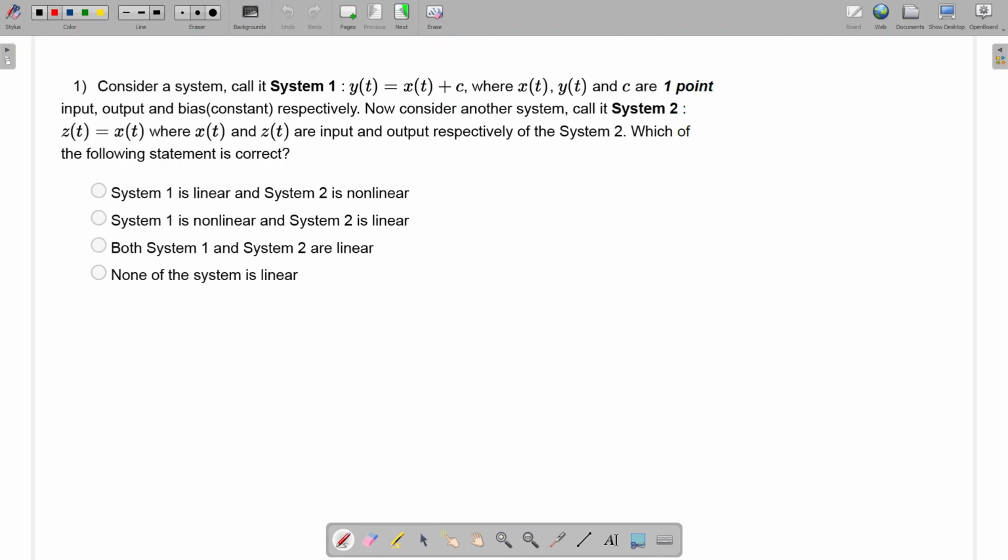Yes, sir. Okay. So this is the first question which I have taken. Here a signal is given. The system equation is given: y(t) = x(t) + c. These are the options; we have to identify linear and non-linear. So how can we solve this type of question?